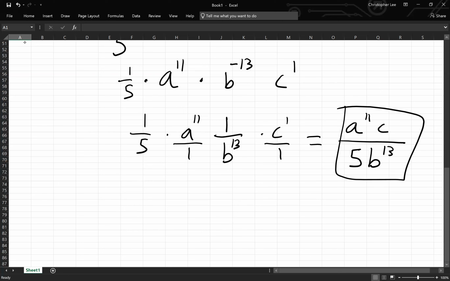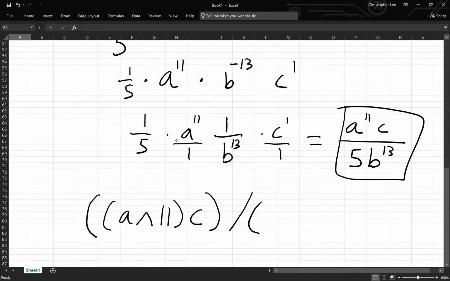So you can move forward. Okay, ready for it. How to answer that? Okay. So I have to do an open parentheses for the numerator first, right? And then another open parentheses, a raised to the 11 power, close parentheses. Then you can write your c. Then close parentheses, divide, open parentheses, then your 5, open parentheses, b raised to the 13, close parentheses, like that. That's how you type it in.